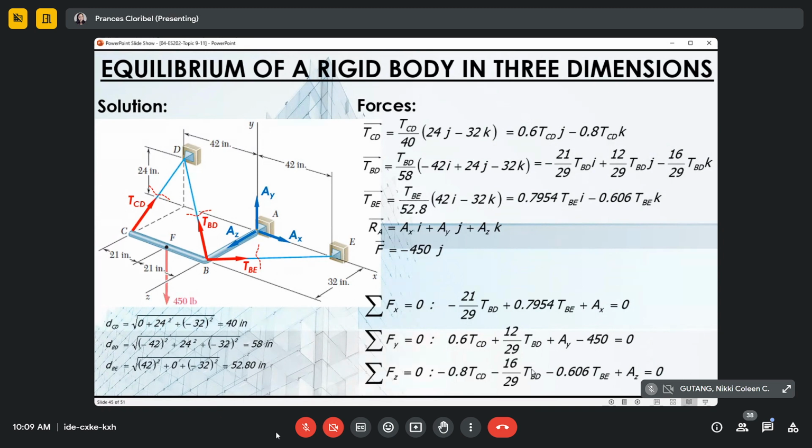How many unknowns? 1, 2, 3, 4. Okay, tension BD is counted. 5. Then 6 in all. Earlier, tension CD was counted too. So 6 unknowns, but only three equations. It cannot be solved yet. But, since we have summed up forces, we move on by summing up moments.